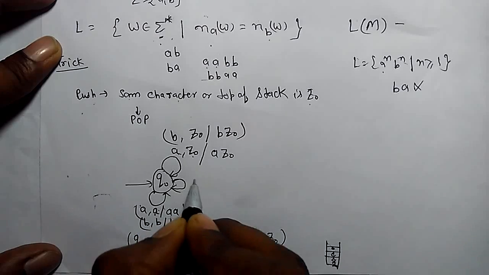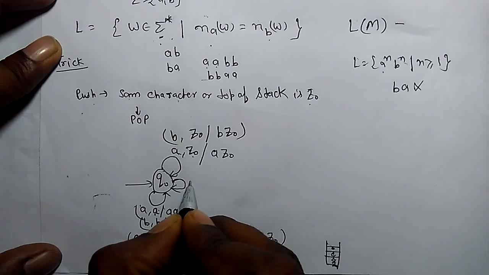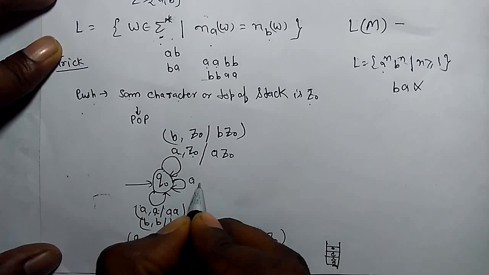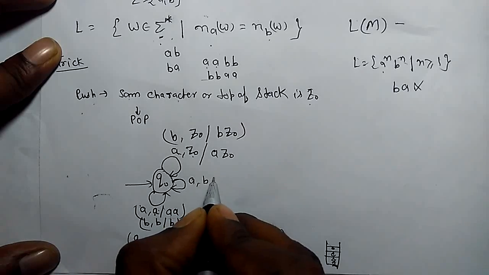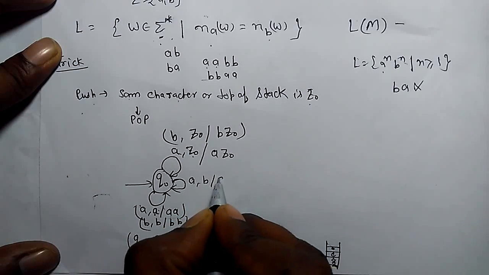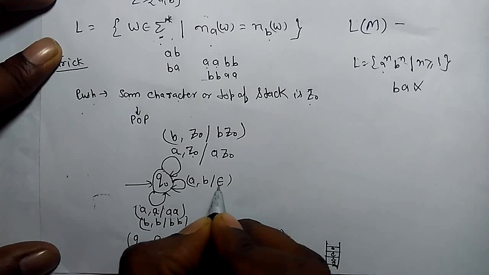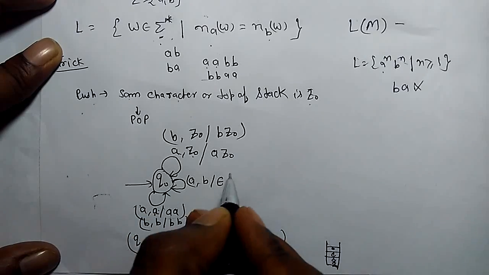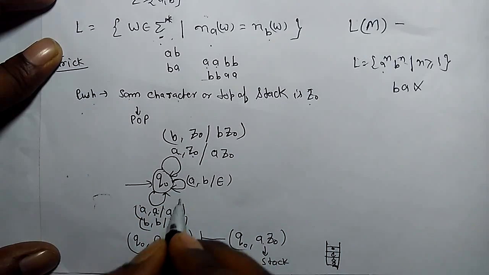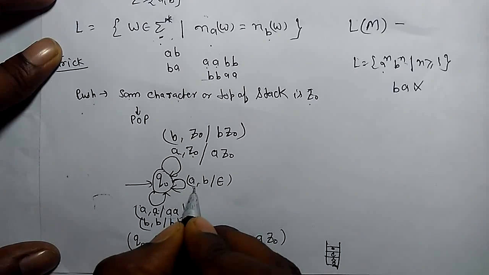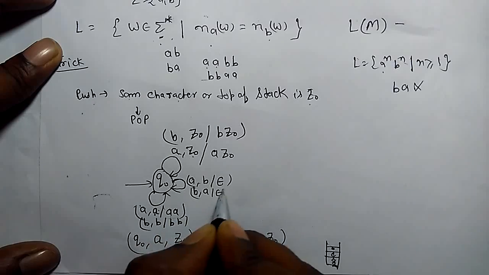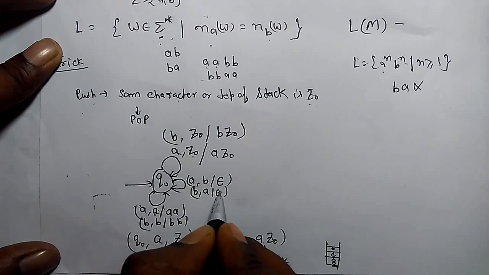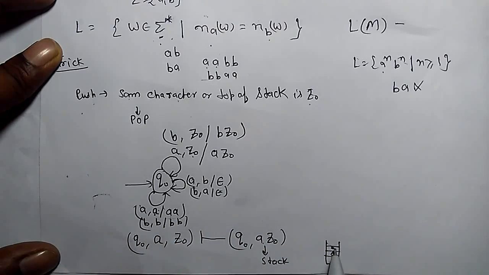If you read a different character, for example you read A and the top of the stack is B, at that time you perform pop operation. That is the empty symbol, it means you popped the top of the stack symbol. Again if you read B and A is the top of the stack, then again perform epsilon, meaning again perform pop, it means the last symbol should be popped.